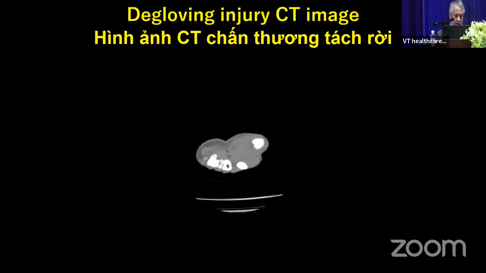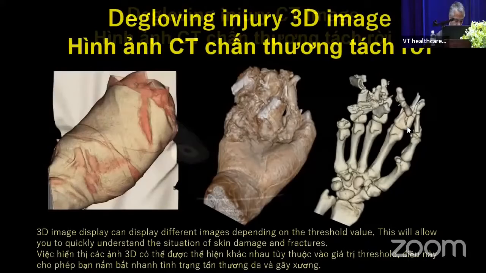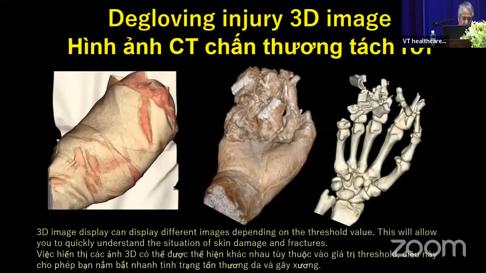CT images of developing injuries are shown. With the CT image displayed in real time, it is difficult to understand the damage situation. 3D image display can display different images depending on the threshold value. This will allow you to quickly understand the situation of skin damage and fracture.